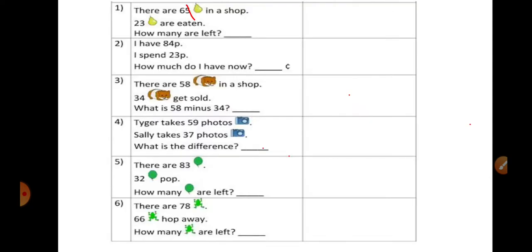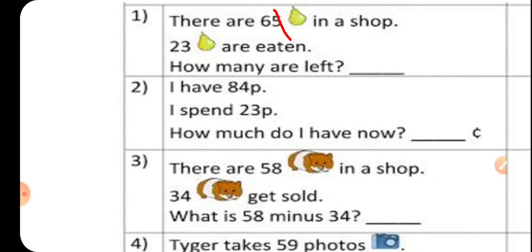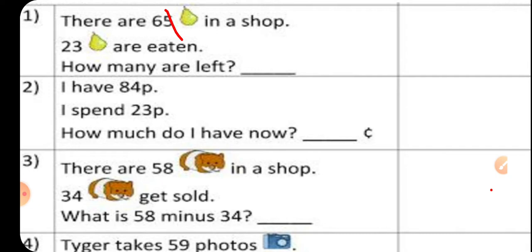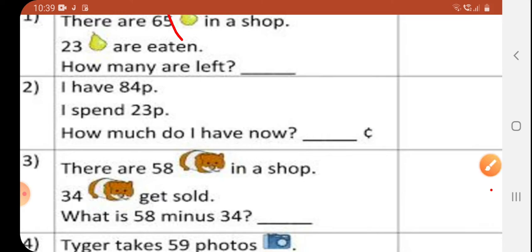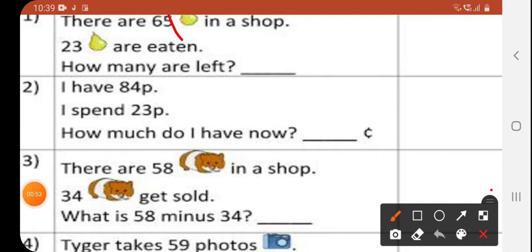Now, here on the screen, you can see there are 65 pears in a shop. 23 are eaten. How many are left? Now, if I have 65 and 23, I will write 65 minus 23. I will subtract and I will get the answer.